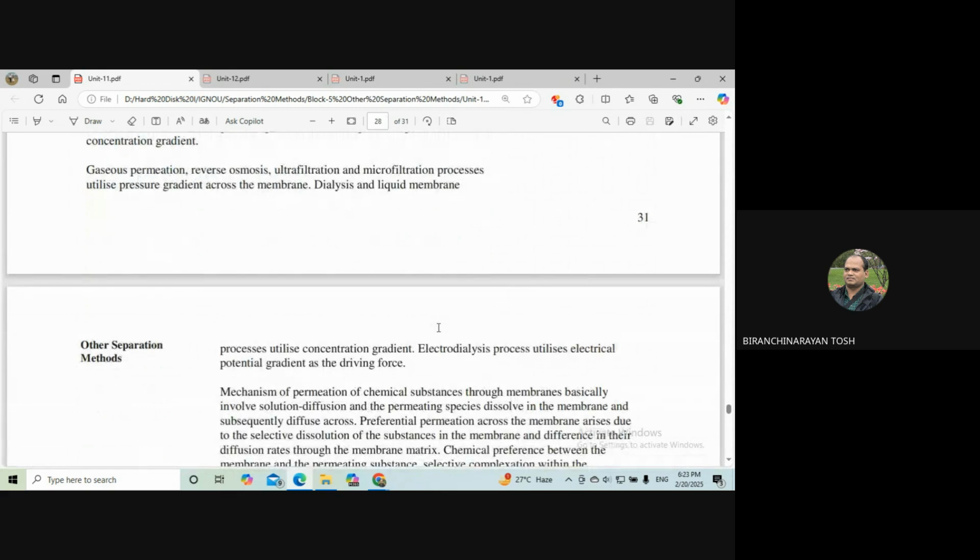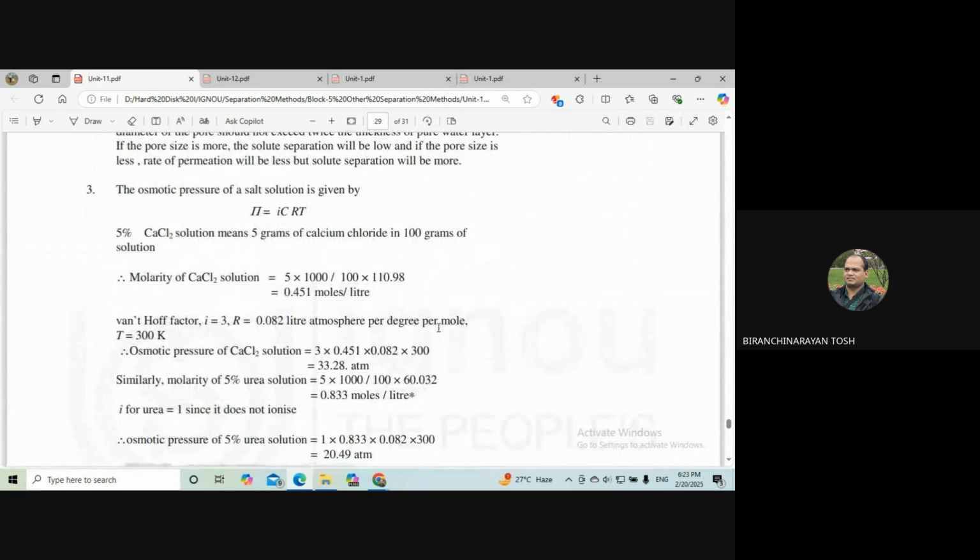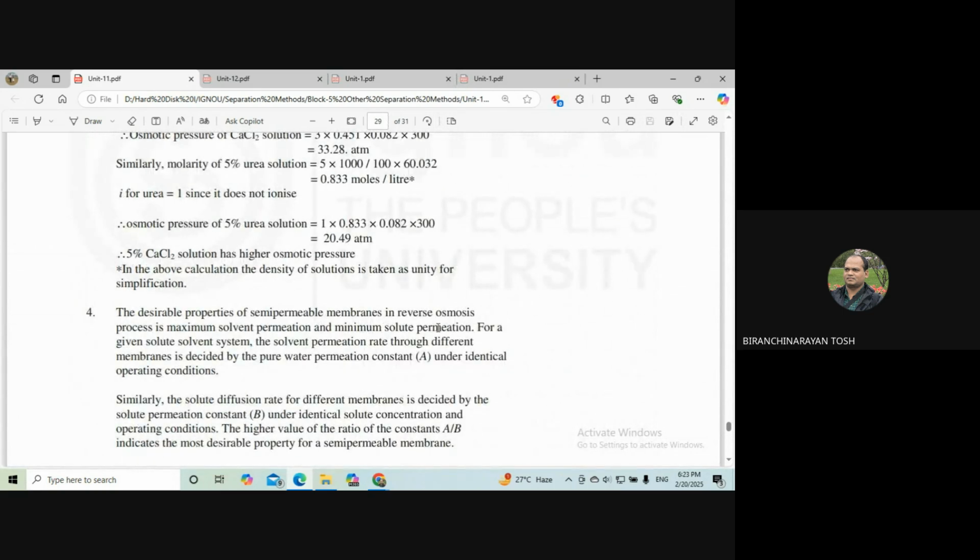Then questions. Then we'll move to the next chapter, the last chapter, that is electrophoresis.